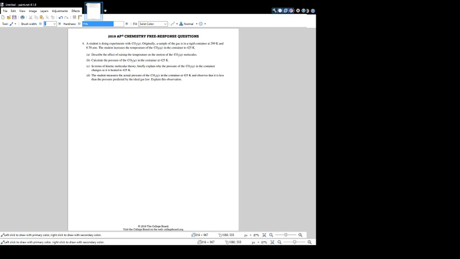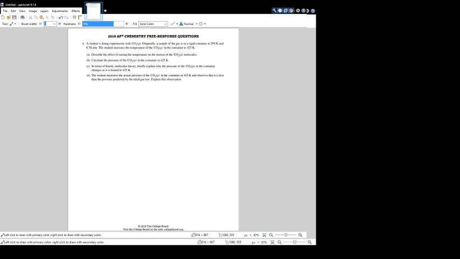So this is 2019 AP Chem free response number 4. It says a student is doing experiments with gaseous carbon dioxide. Originally, a sample of the gas is in a rigid container at 299 Kelvin and 0.70 atm. The student increases the temperature of the CO2 in the container to 425 Kelvin. And part A says describe the effect of raising the temperature on the motion of the carbon dioxide molecules.